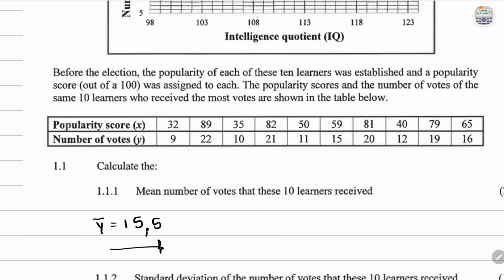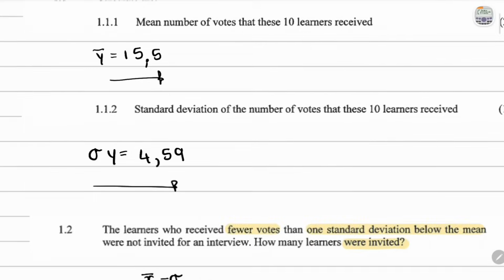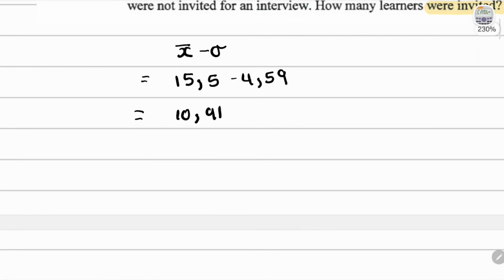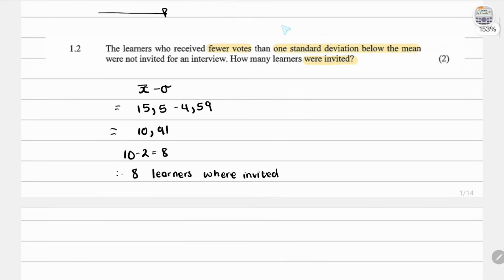Okay, numbers less than 10.91 are 9, 10, and then that is it. It's only 2 votes that were fewer than this. So it means that 2 learners were not invited, meaning 8 learners were. So you can conclude that 10 minus 2 is equal to 8. Therefore, 8 learners were invited. Okay, and that is our answer.